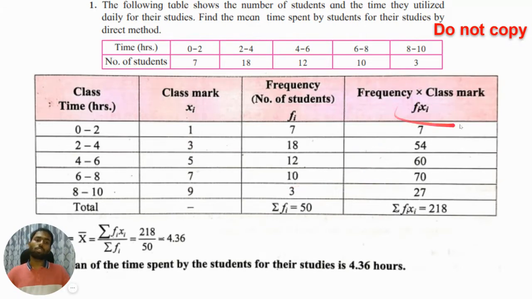Then make another fourth column, which is frequency into class mark. So multiply these two columns and write the answer here. So 1 into 7, 7. 3 18s are 54. 5 12s are 60. So on and so forth.